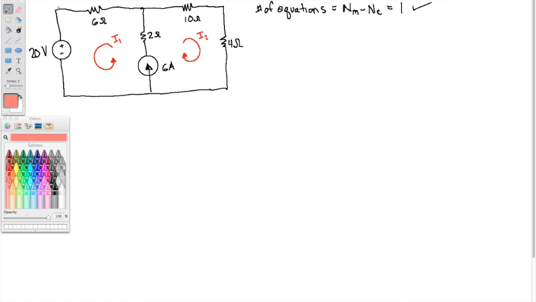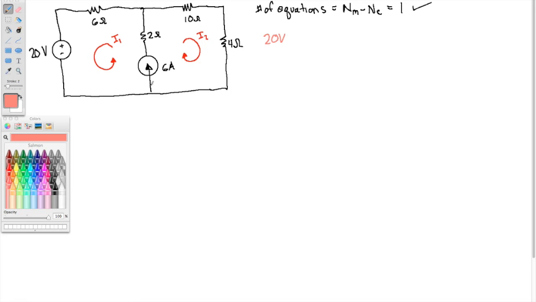So if I started at the top left and I found the drop across the 6 ohm resistor, that would be I1 times 6 ohms. Let me back up. So if we start at the top left, and I'm going in the direction that I've chosen for I1, we're going this way. So we drop by 20 volts. Okay, that puts us down here.